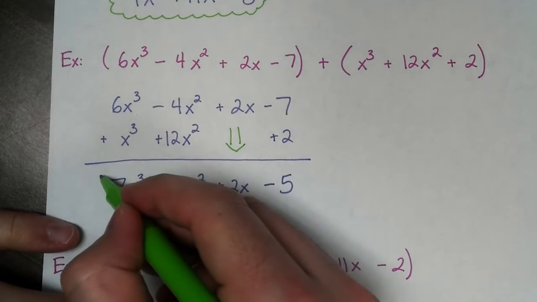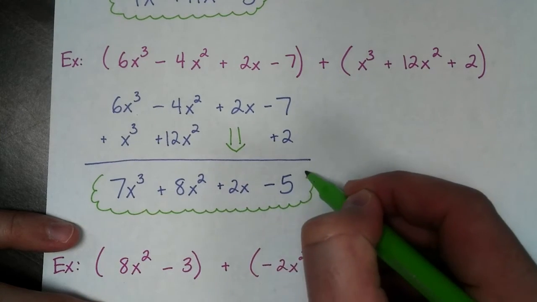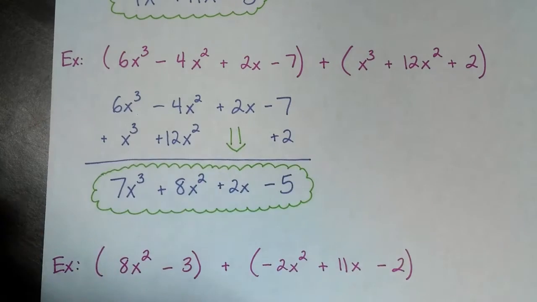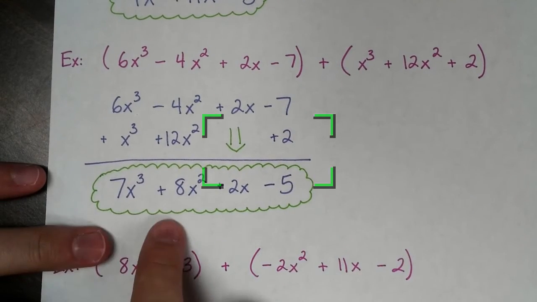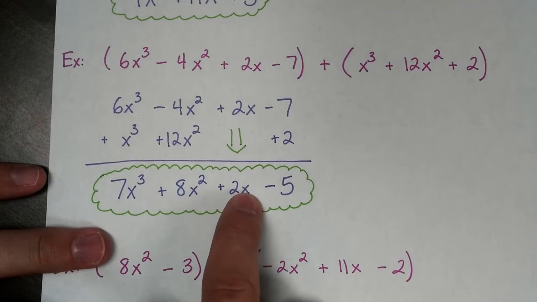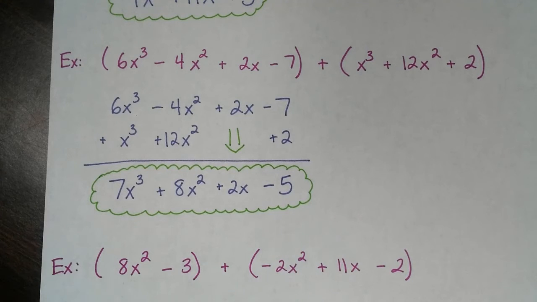So this would be the correct answer. And notice it's in standard form, something we talked about in class as well. It goes from the highest exponent to the smallest. Notice our highest exponent is 3, and then after that is 2, and then x right there is raised to the first power, and then we have our constant always at the end.